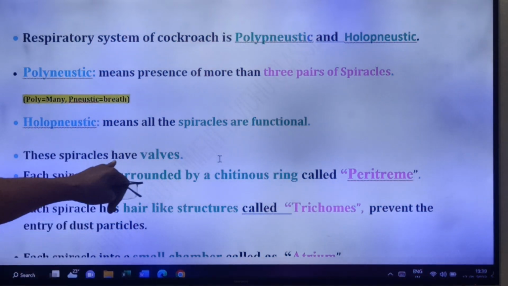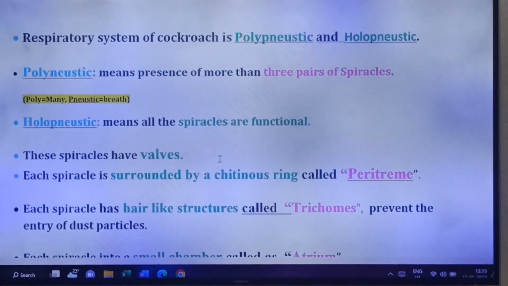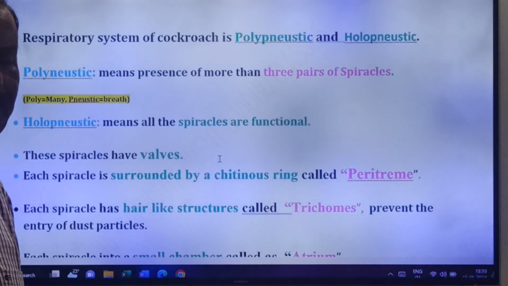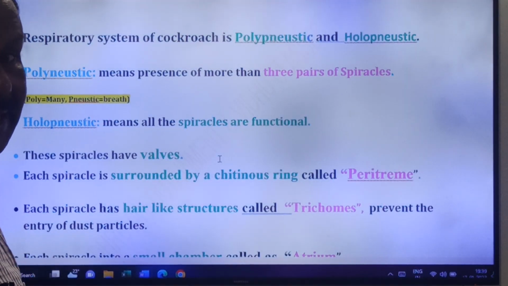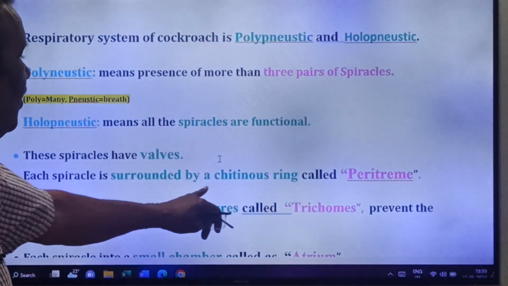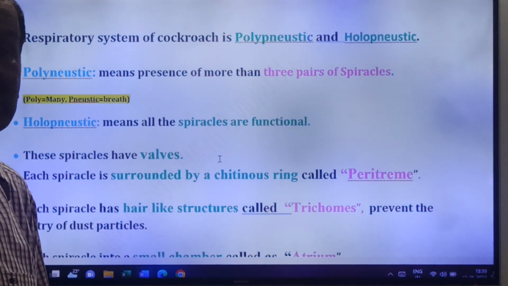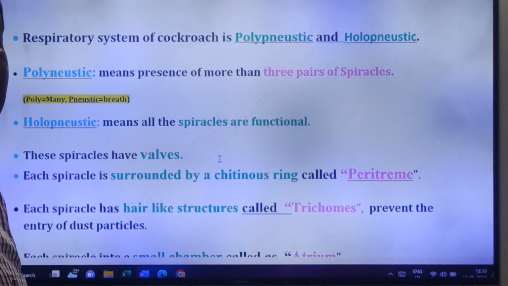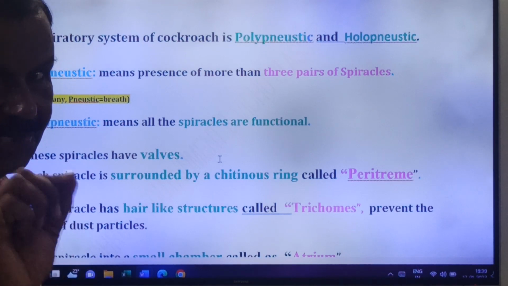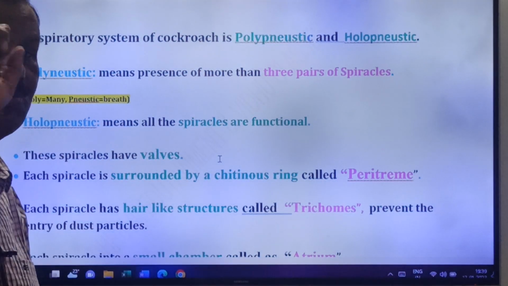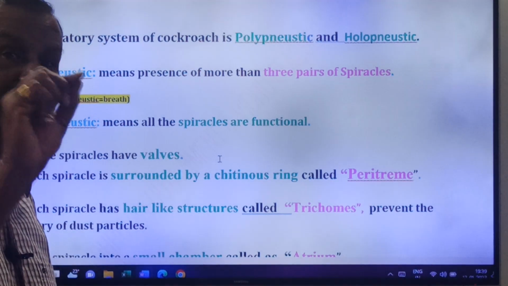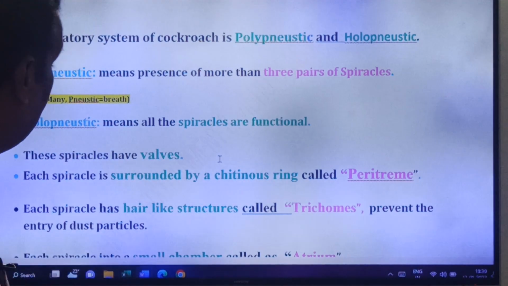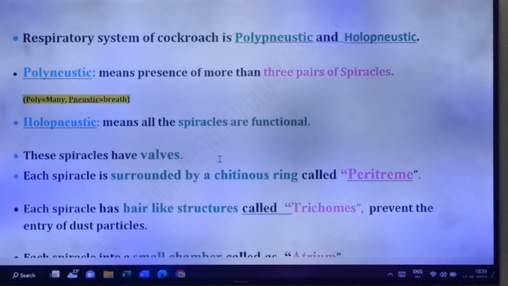Now see friends, these spiracles have valves. Friends, very, very important. The spiracles have what friends? Valves. Next, very, very important definitions: peritreme and trichomes. What is peritreme? Each spiracle is surrounded by a chitinous ring. That chitinous ring is called a peritreme. Friends, one more 2 marks question. What is peritreme? Peritreme is a chitinous ring which surrounds what friends? Which surrounds spiracle. Each spiracle, each stigmata is surrounded by a chitinous ring. That chitinous ring is called as peritreme.